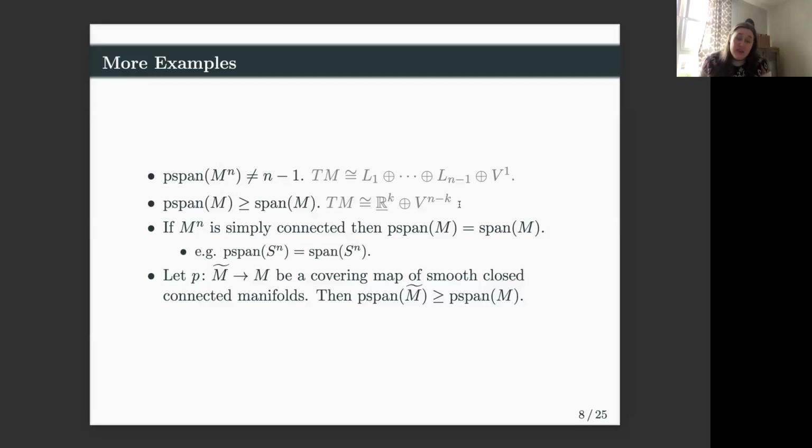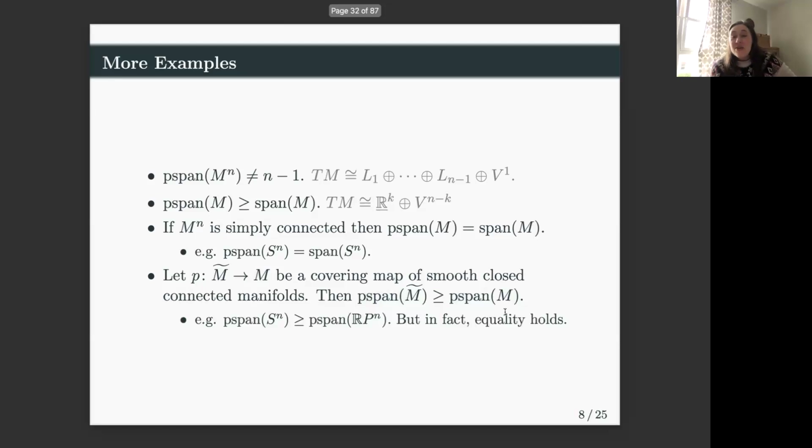The final thing I wanted to mention is that if you have a covering of smooth manifolds, then the projective span of the cover is at least the projective span of the base. So you can imagine you have this base manifold, you have some vector fields or line fields on it, and there's some way to lift those to the cover. And the cover might have more vector fields or line fields, but maybe it's somewhat believable that this could be true. So for example, if you wanted to compute the projective span of RPN, you could notice RPN is doubly covered by the sphere. We already know the span and p-span of spheres. So we have immediately that the p-span of RPN is bounded below by the p-span of spheres. And with some extra work, you can see that equality actually holds here.